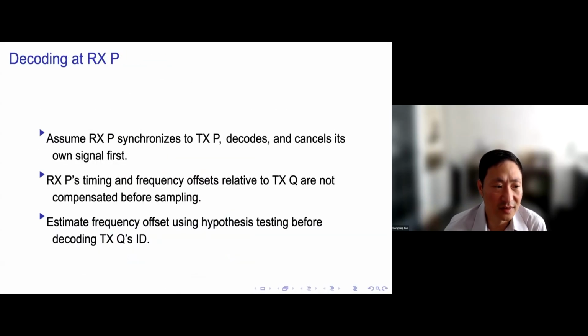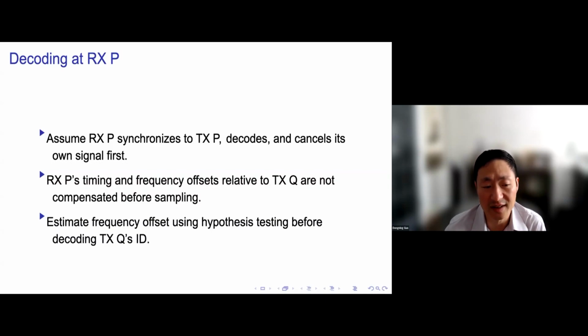Here, a receiver only synchronizes to its own transmitter and decodes its own data. We make a few assumptions: it can cancel its own signal first, and the timing and frequency offset relative to the other transmitter are not compensated before sampling. So it will sample its own useful signal, and after the sampling it will use signal processing to estimate the frequency offset relative to the other transmitter, and use hypothesis testing to decode the other transmitter's ID.